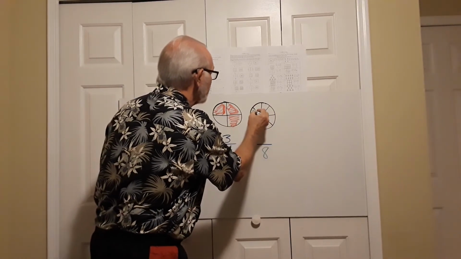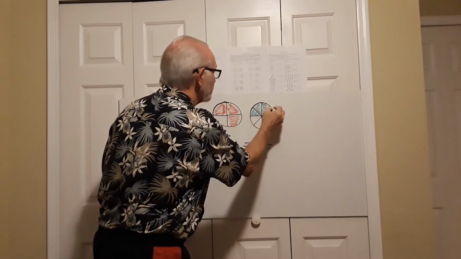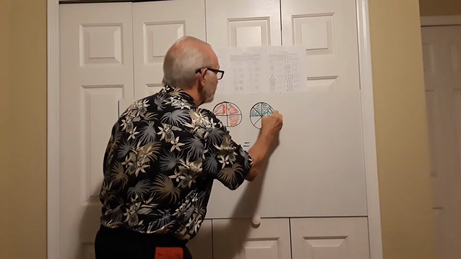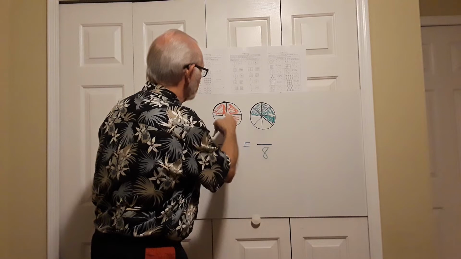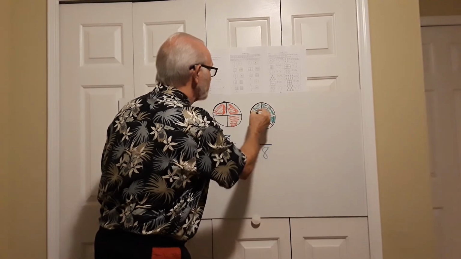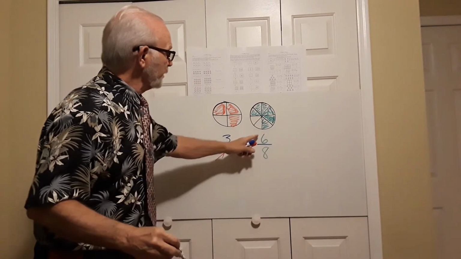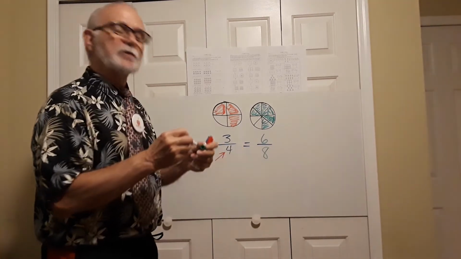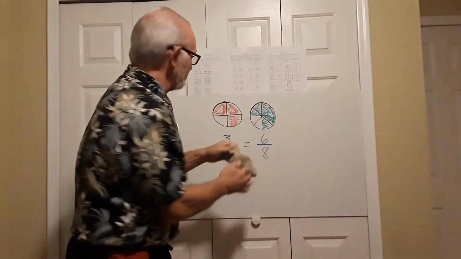Now, I have to come up with the same amount of pizza as this one. So I'm going to start here, and I'm going to count. That's 1, that's 2, that's 3, that's 4, that's 5. How am I doing? Oh, looks like this one's in there too. All right, and that's 6. 1, 2, 3, 4, 5, 6. And that's how many out of 8? 6 out of 8. So is 3 over 4 equal to 6 over 8? Yes, it is. All right, great. Now we're going to wrap this up.